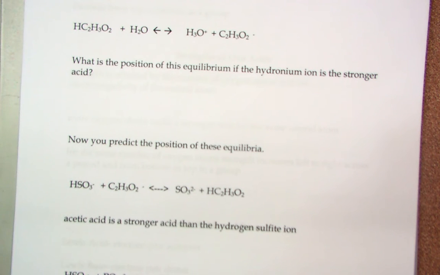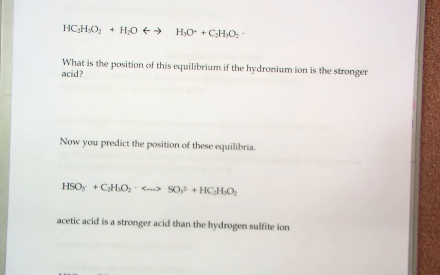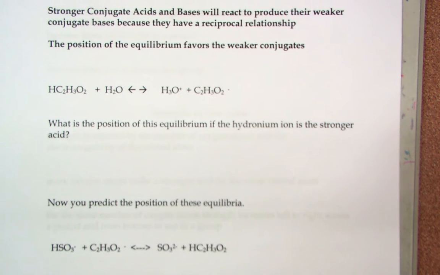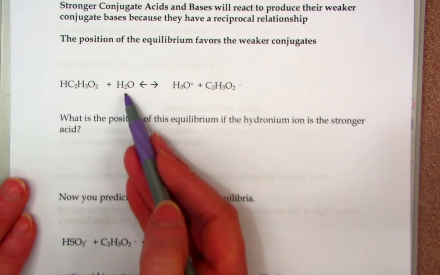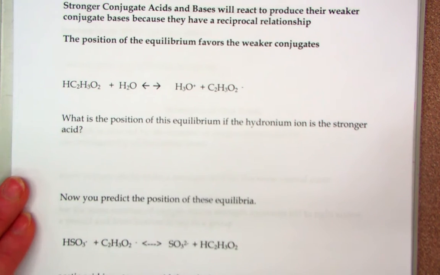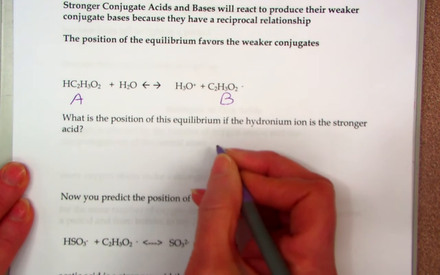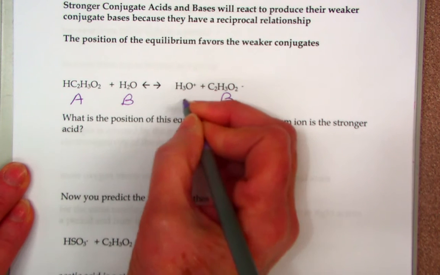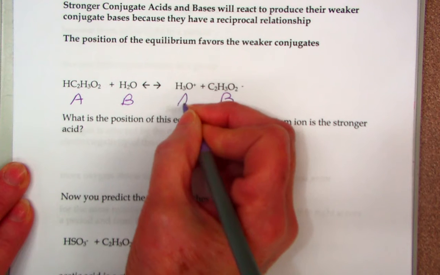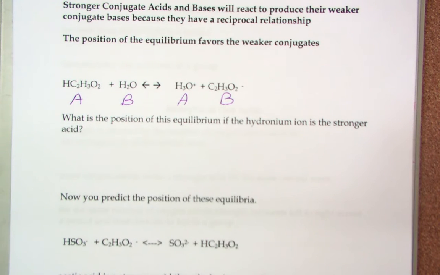Now, when we look at this, we identify stronger conjugate acids and bases and weaker acids and bases within a particular reaction. So if here we have acetic acid reacting with water to make hydronium and acetate, acetic acid is the acid. Its conjugate base is the acetate ion. Water is acting as a base. Its conjugate acid is the hydronium ion. So I have one acid and one base, and then I have their conjugate acid and base on the other side.